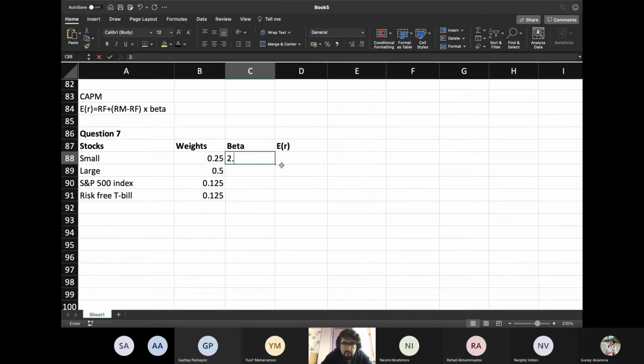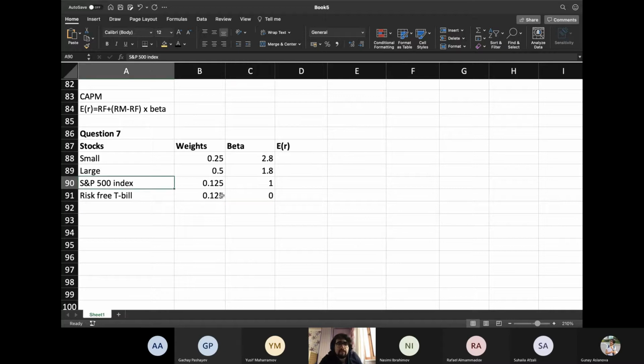And the betas. Small stock has 2.8 beta, large stock 1.8. S&P's beta should be equal to 1. Why equal to 1? Because S&P is a market index. It is the market. So market should be equal to itself. Therefore, its beta is equal to 1. And risk-free T-bill has 0 beta because treasury bills have nothing to do with the market. Regardless of whether the market is up or down, risk-free rate will have a constant rate. Therefore, its beta is 0.